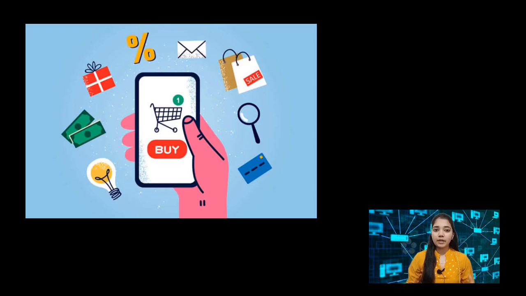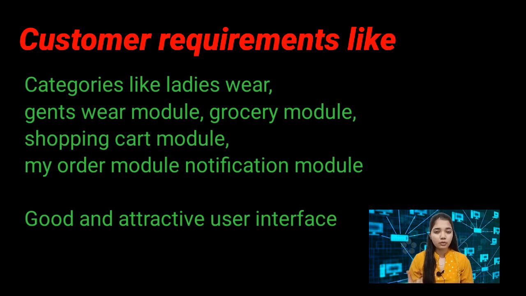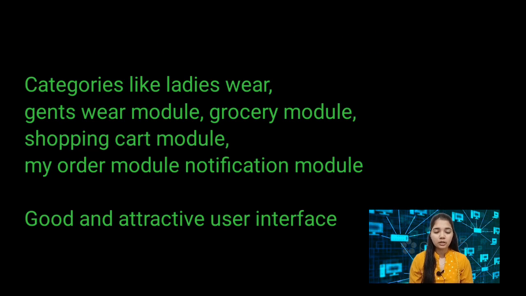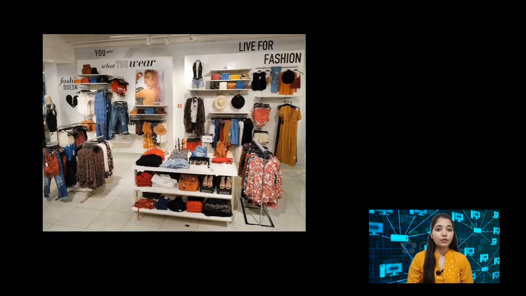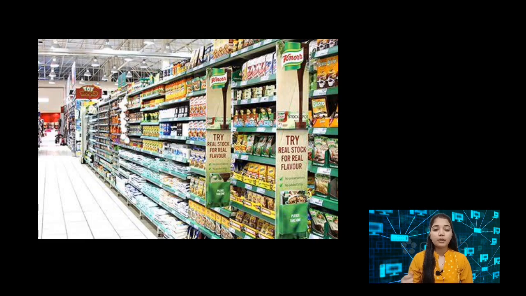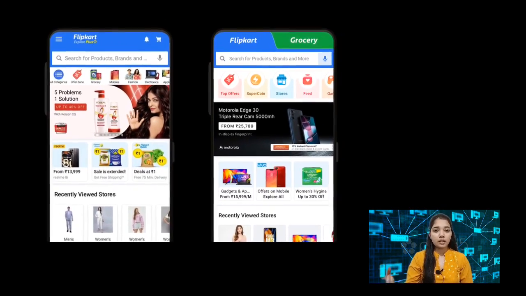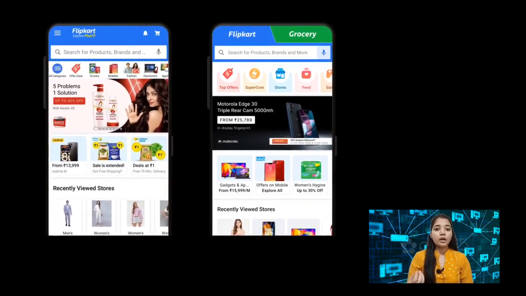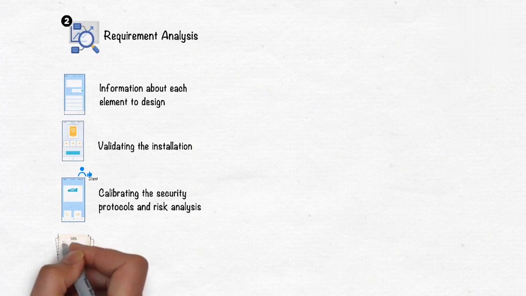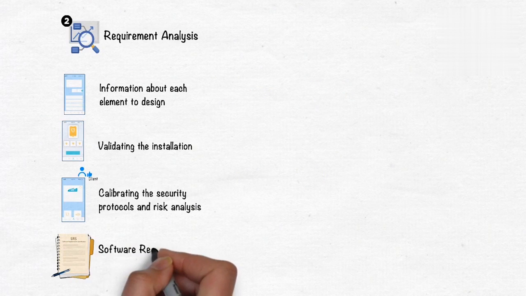So let's take one example of an online shopping application. If a particular customer wants an online shopping application, obviously they have some requirements, like they want different categories, different modules. For example, ladies wear, gents wear or grocery, or also they want some important features and specifications, a good user interface or attractive user interface. So these requirements come under this first phase of the SDLC.